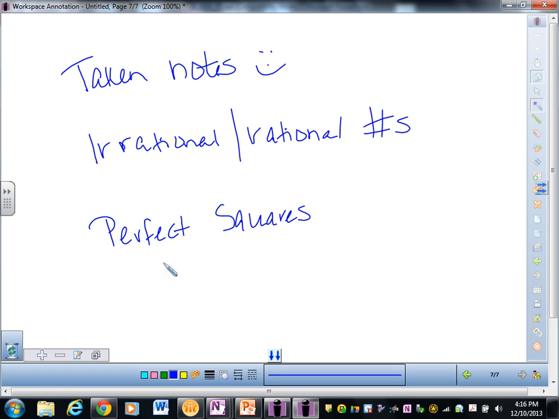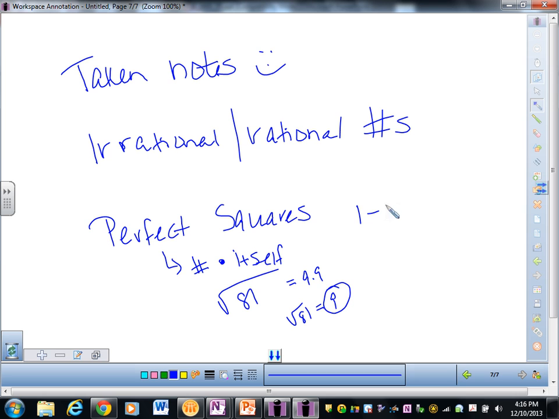Okay, that means a number multiplied by itself. So the square root of 81, that's 9 times 9, so the square root of 81 equals 9. Okay, you're going to have to know those perfect squares from 1 through 100. So you might want to make sure you know those. If I were you, I'd go through them all.